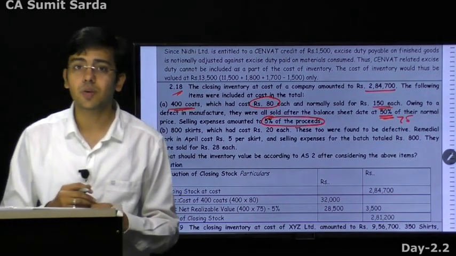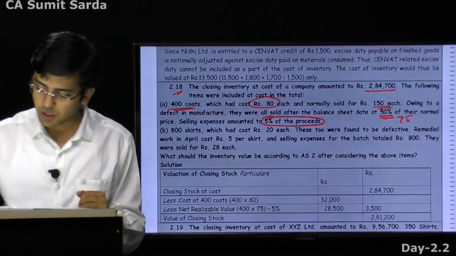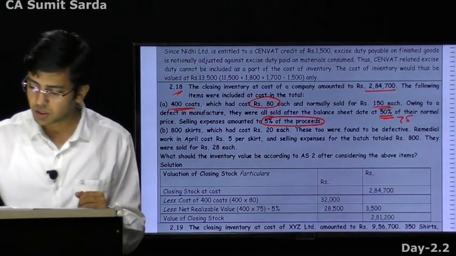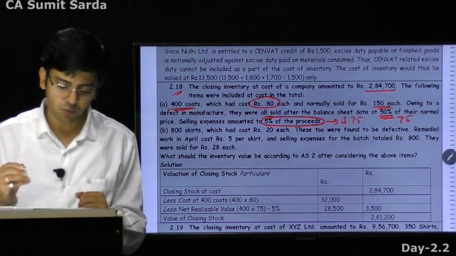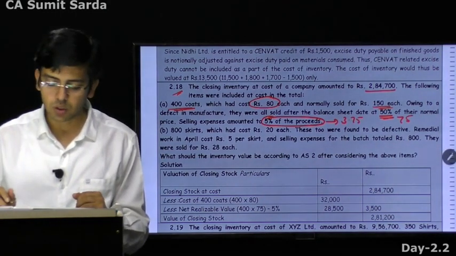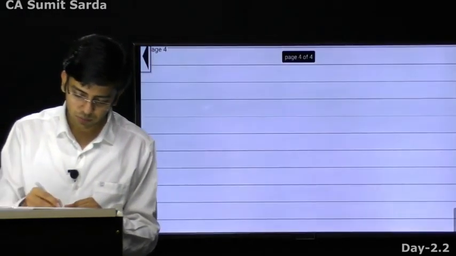150 or 75? It is 75. So 5% of 75 will be incurred as selling expense, 3.75. So the first thing that I want to know is, what is the NRV? What is the NRV in this case?